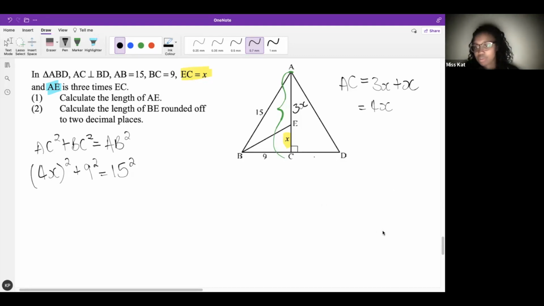That's true, but we're talking about sides, not angles. Do you see the difference? So we use the 90 degrees. If we were talking about angles, then yes, but now we're talking about the length of sides. Okay, so 4x squared is equal to 16x squared, plus 81 equals, what's 15 squared? Is it 225?